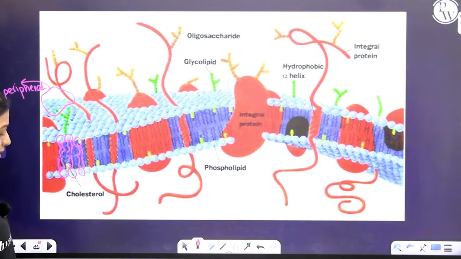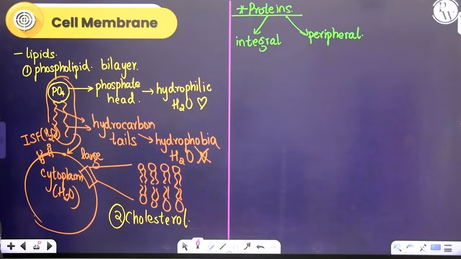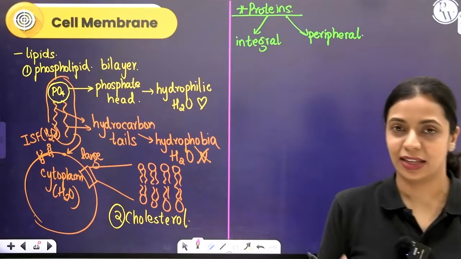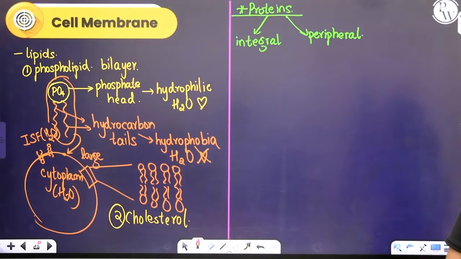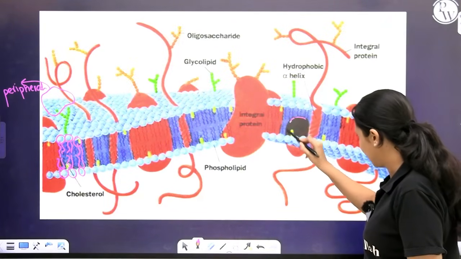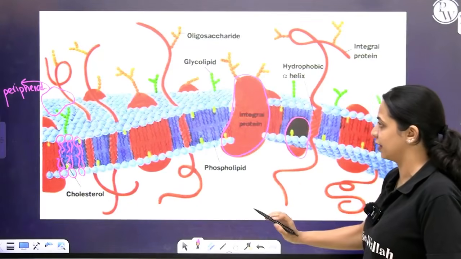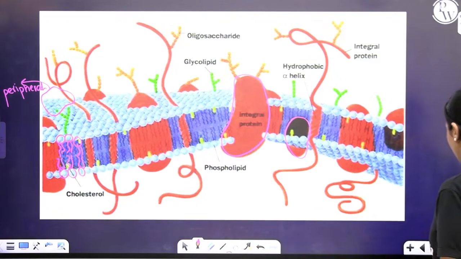Is that clear? Depending upon whether it can be extracted from the plasma membrane phospholipid bilayer easily or not, we have two types. One is integral, the other one is peripheral. Even if it's partially buried inside like this or completely present within the phospholipid bilayer, it is integral. If it is present superficially, then you call it a peripheral protein.